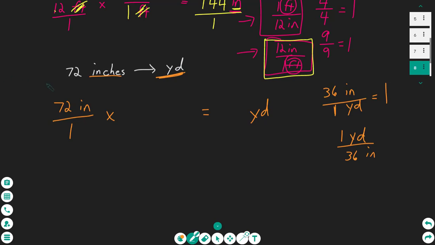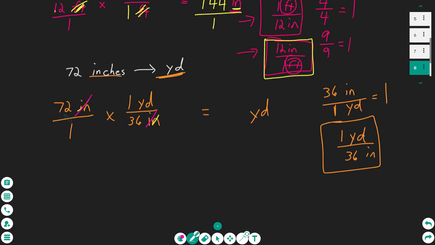Well, I have the inches on top here, and I want to get rid of it. So I want to be able to cancel it out. So I want the inches on the bottom so that they will cancel. And so which one am I going to use? The one with the inches on the bottom. So I'm going to use the 1 yard over 36 inches. Okay, the inches are going to cross out, like we said. This will cross out with this. And then I have some nasty numbers here, but we could reduce a little bit more.